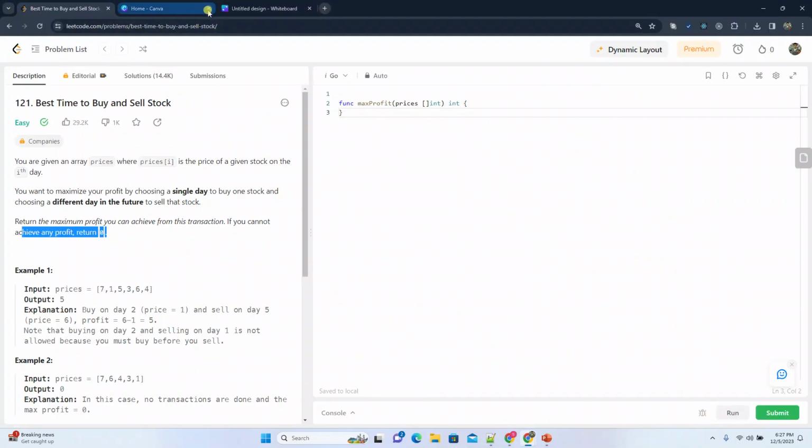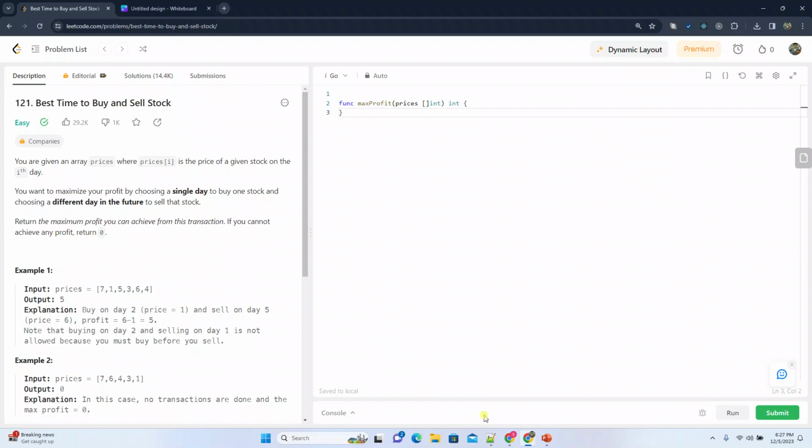So the problem is that you are given an array of prices where prices[i] is the price of a given stock on the ith day. What we want to do is maximize your profit by choosing a single day to buy one stock and choosing a different day in the future to sell that stock. Return the maximum profit you can achieve from this transaction. If you cannot achieve any profit, return zero. So this is also important for us.